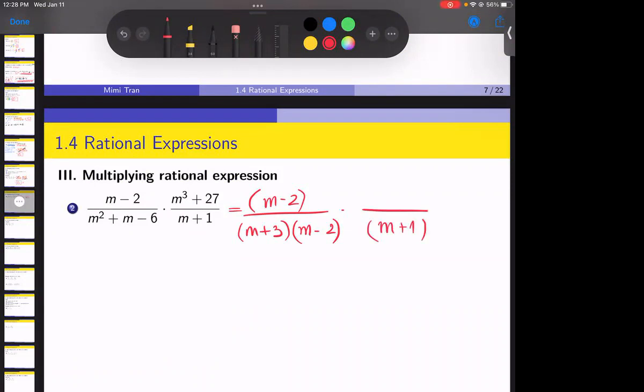What about m cubed plus 27? Is it prime? No, right? X squared plus 9 is prime, but when you have a cube, you have the formula. Let me remind you the formula. That's the formula. Now, so you have the formula, you tell me the answer here.